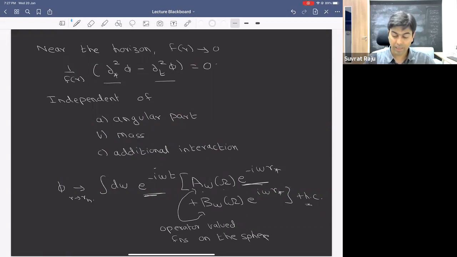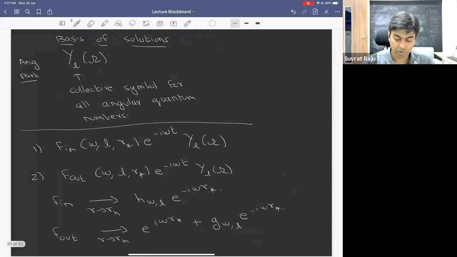And therefore, in the limit that r goes to r_h, you can expand phi in this form, in terms of some operator valued functions in the sphere. But of course, usually when we want to write down creation and annihilation operators, if you want to write down a basis of solutions, you also want to choose some basis for how things vary on the sphere. And therefore, I said we chose a basis of spherical harmonics for how things varied in the sphere.